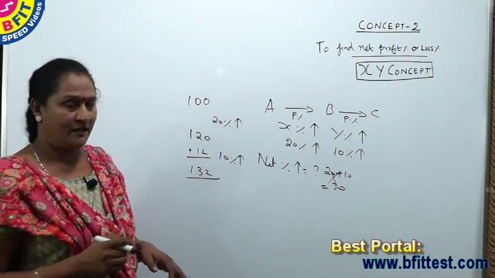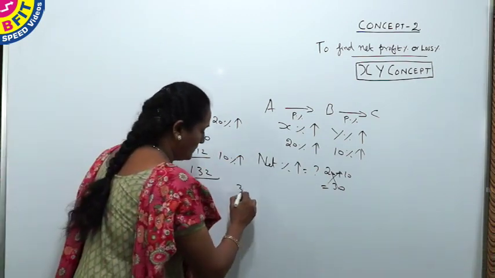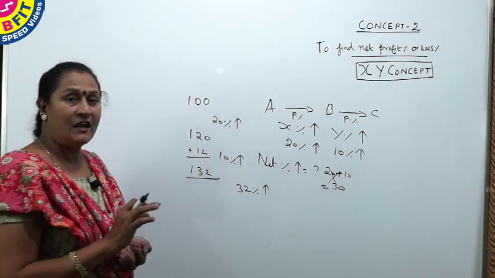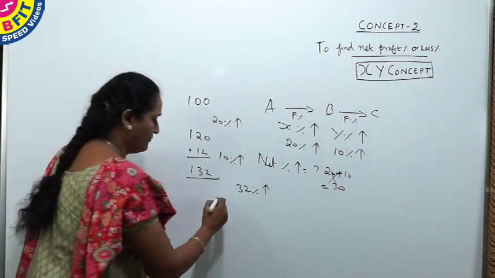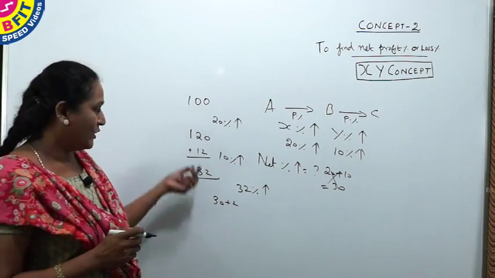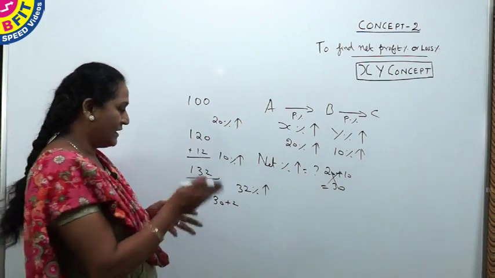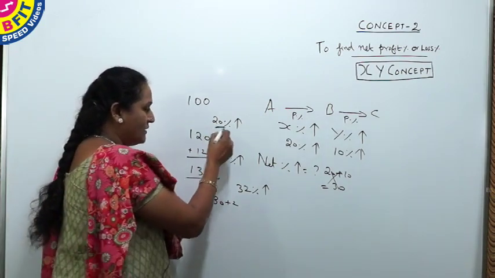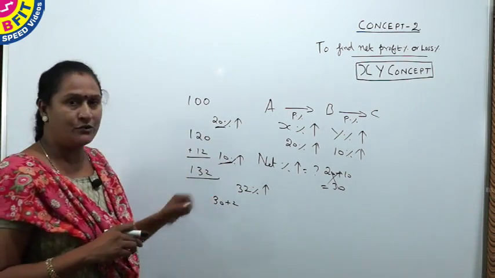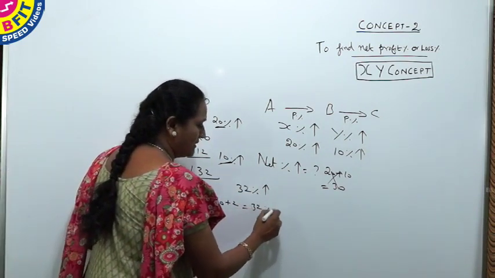It is not 130. Now as the base is 100, what is the increase percent? It is 32% increase. Instead of 30, we have got 32% increase. So 30 plus 2. And where did we get this 2 from? Because the base is not 100. For the second increase, the base is 120. So in the second increase, for this 20%, we have one 10% increase. So what is 10% of 20? It is 2. So that 2 is added to the increase, so that we get 32% increase.